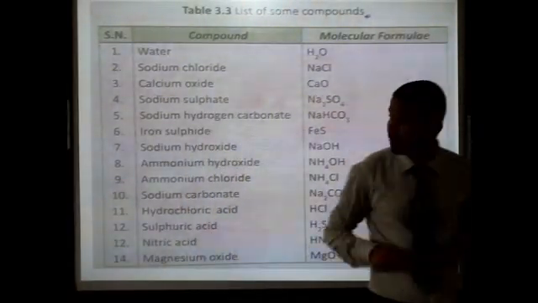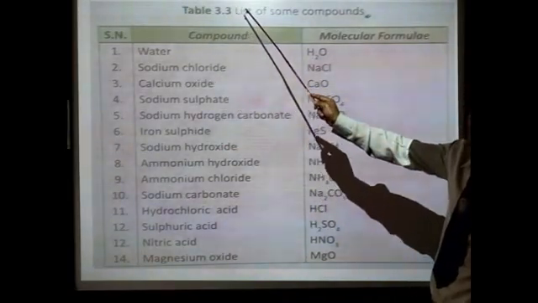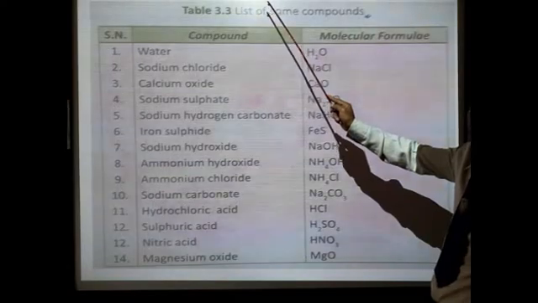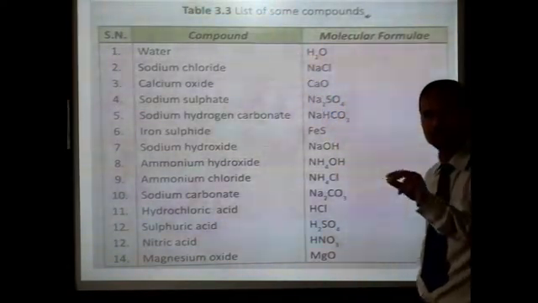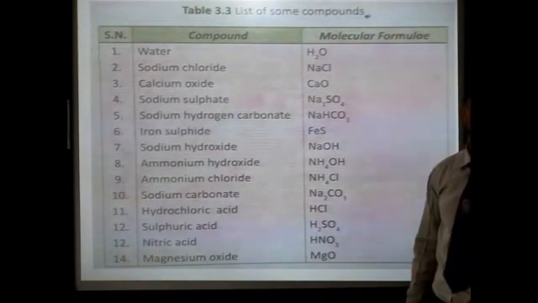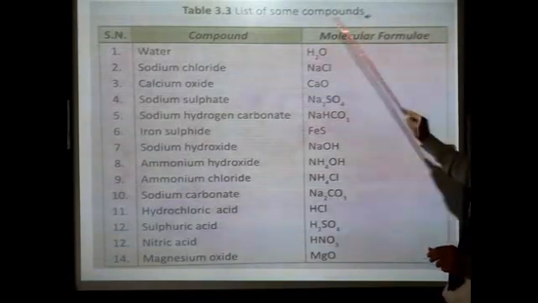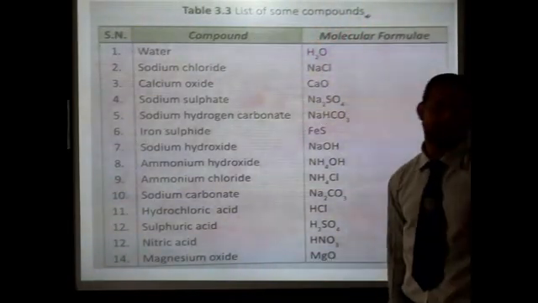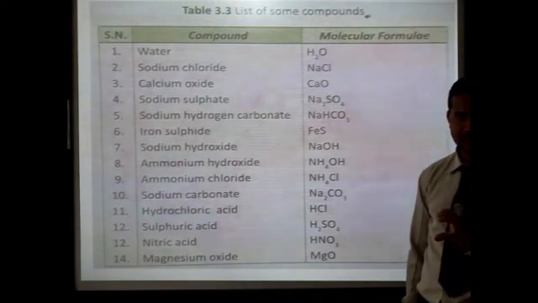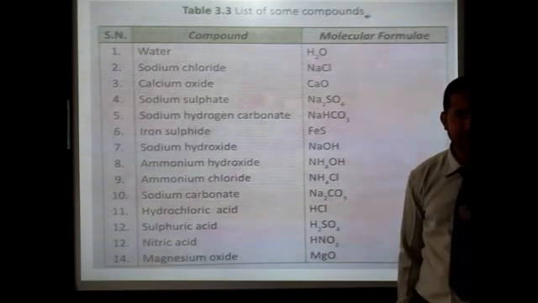Then let's see the compound table 3.3. You have to make it in your copy. If you do not have a copy at home, then you can do all these things in your notebook. So, list of some compounds: compound and molecular formula. This is very important. Learn this molecular formula.